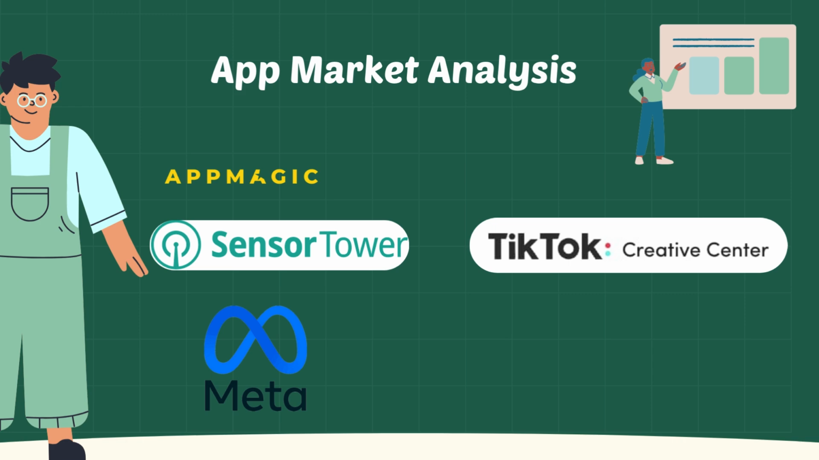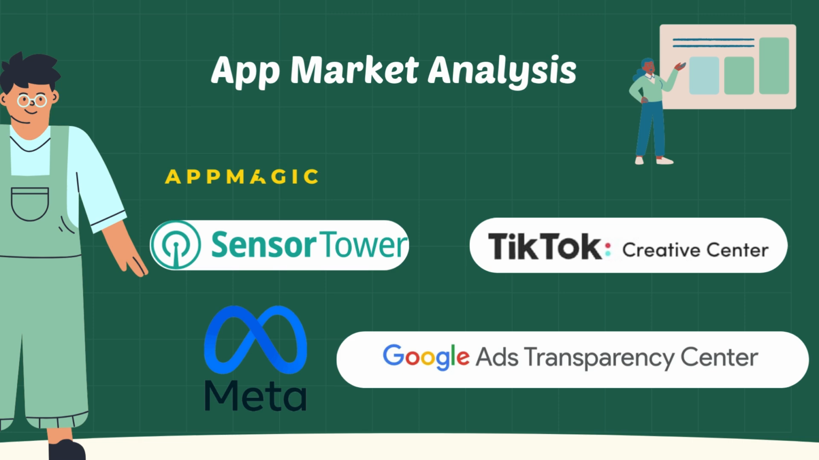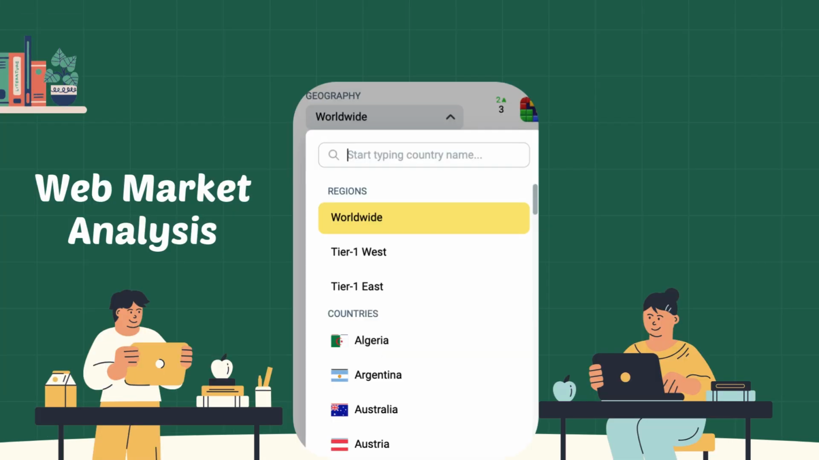TikTok Creative Center, a hub for exploring top-performing TikTok ads and trends, great for studying competitor video content and creative angles. Google Ads Transparency Center allows you to see active ads across Google platforms, search, YouTube, display, helpful for reviewing competitor campaigns and messaging. Just like with apps, analyzing the web market requires the right tools. Let's walk through the most useful ones.